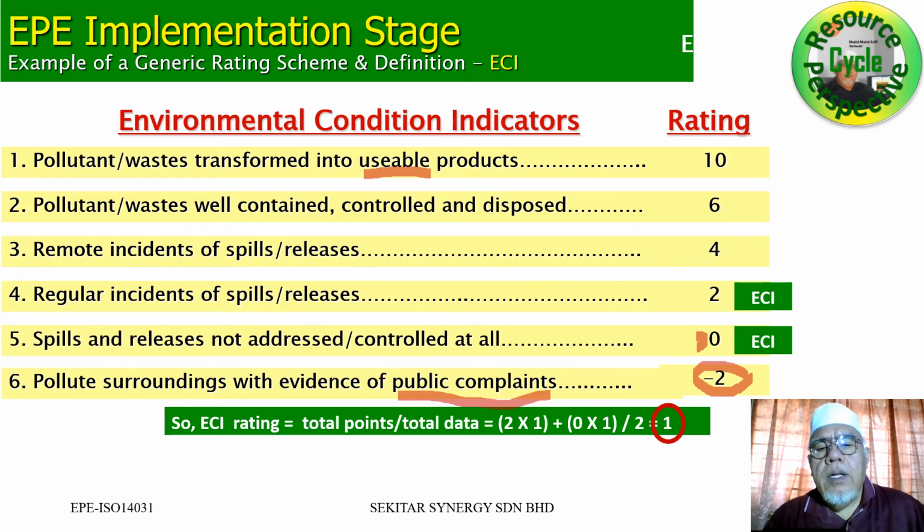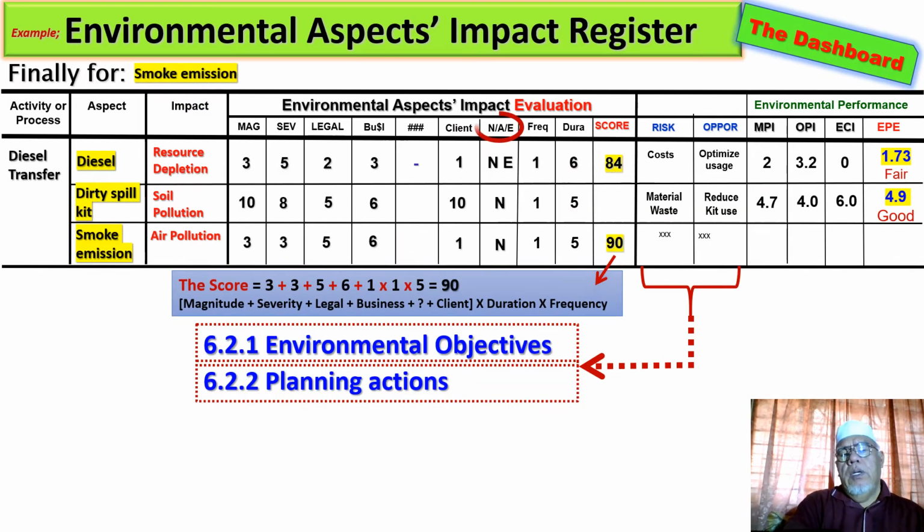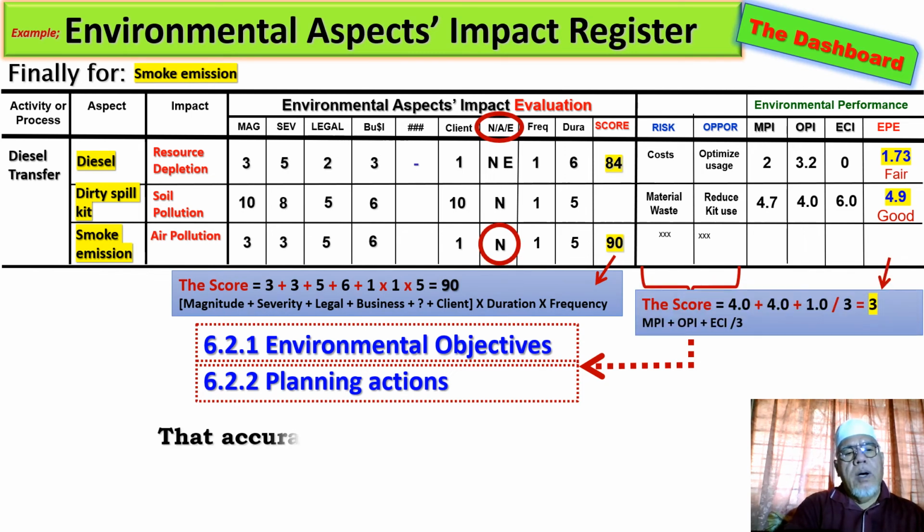So 2 one time, and 0 one time. You add them up, divide by 2 data, then you get 1. So that is how they perform in terms of the environment, smoke emission from the diesel transfer work.